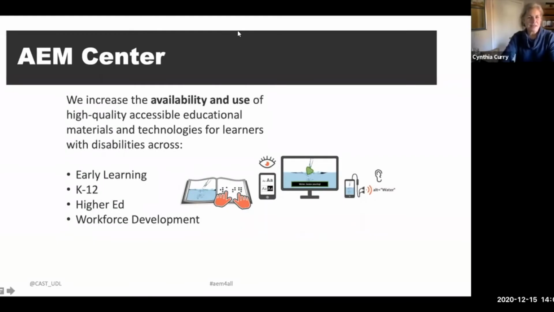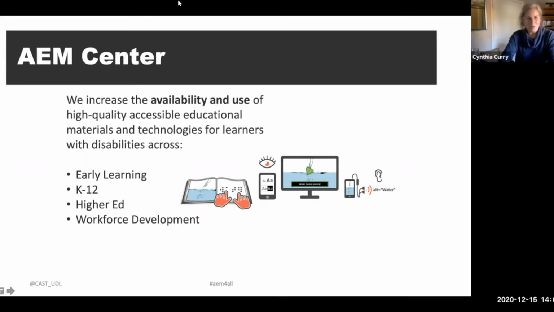At the National AIM Center, we're funded by the Office of Special Education Programs at the Department of Ed. Our specific charge is to increase both the availability and the use of accessible materials and technologies for individuals with disabilities across the lifespan. So we work with representatives from early childhood, K-12, higher ed, and workforce development. And of course, as part of that charge, we work with families and publishers and developers to increase the availability of what is on the market for agencies across all four of those groups.